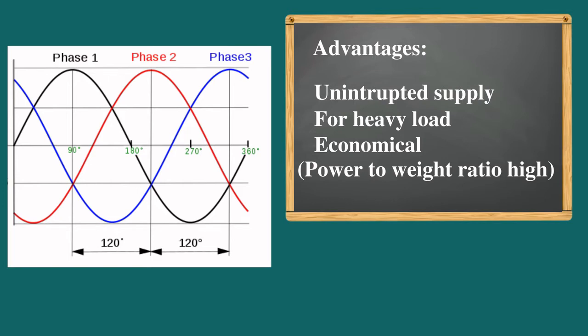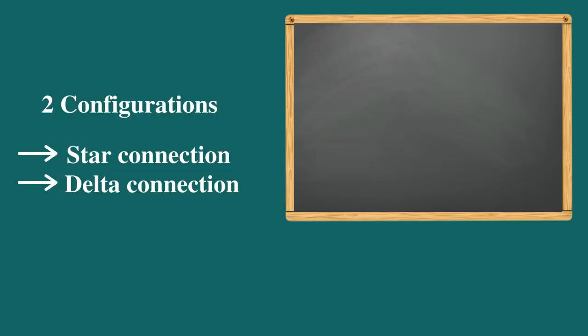For example, if we have two devices, one single phase, second one 3 phase, and both have the same weight, then the power generated from 3 phase supply will be higher than single phase supply. So the power to weight ratio for single phase will be lower than 3 phase. So the 3 phase will be more economical than single phase supply. Now 3 phase supply has two configurations. First one is star connection, second delta connection.